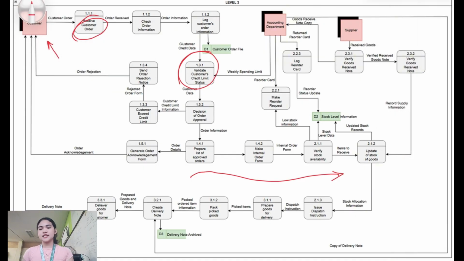After confirming stock availability, either from existing stock or newly received items, the warehouse packs the goods, prepares them for shipment, and generates a delivery note. The goods are then shipped to the customer, and a copy of the delivery note is archived for record keeping, while another copy is sent to the accounting department. Hence, the DFD shows how order validation, credit control, stock management, supplier coordination, and delivery operations work together to ensure accurate and efficient order fulfillment.